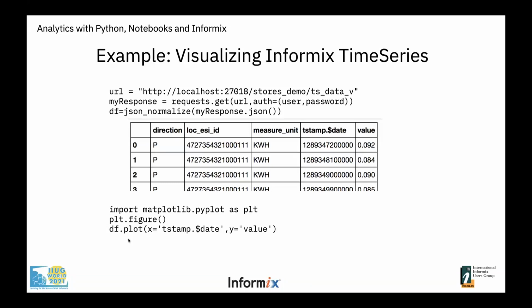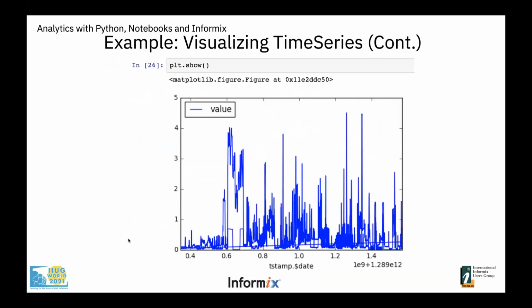But if you just want to plot a simple time series, you are specifying your X and your Y data. For the X data, we are using the timestamp date, and for the Y data, we are using the value. And the final thing is to do a plt.show. And then if you are working in a notebook, for instance, you will get the output which shows the plotted data.